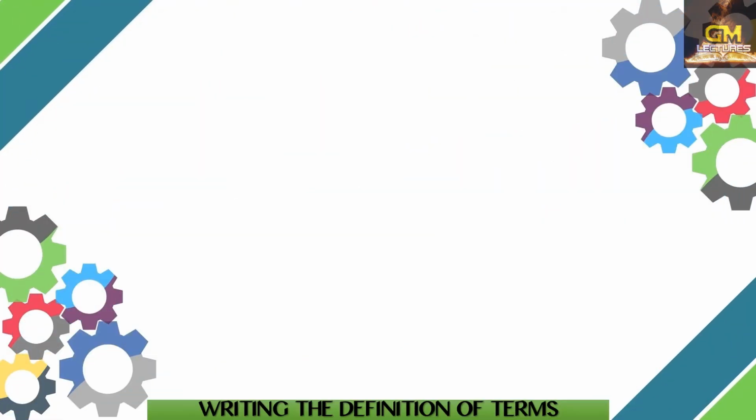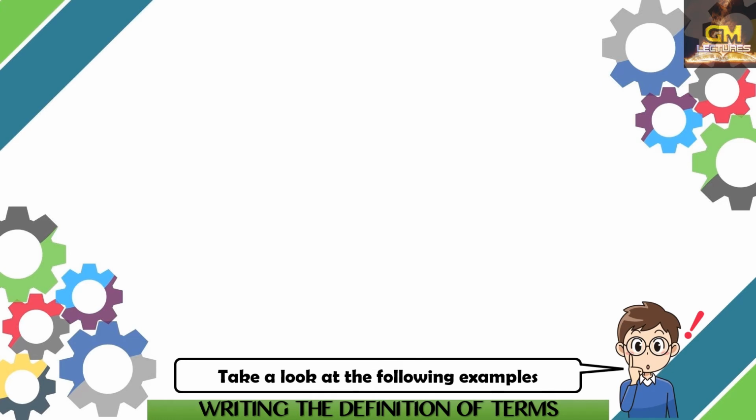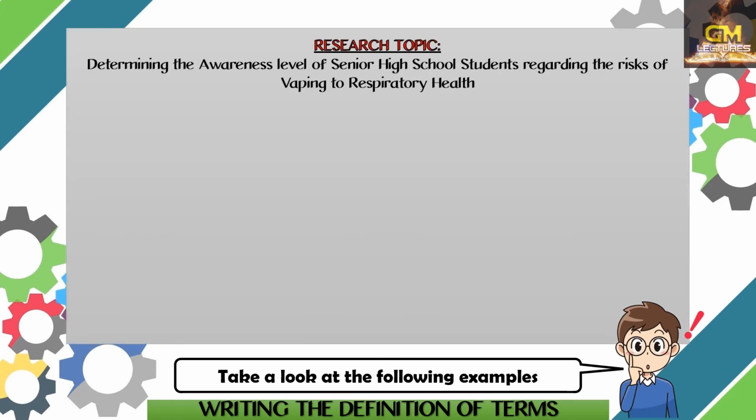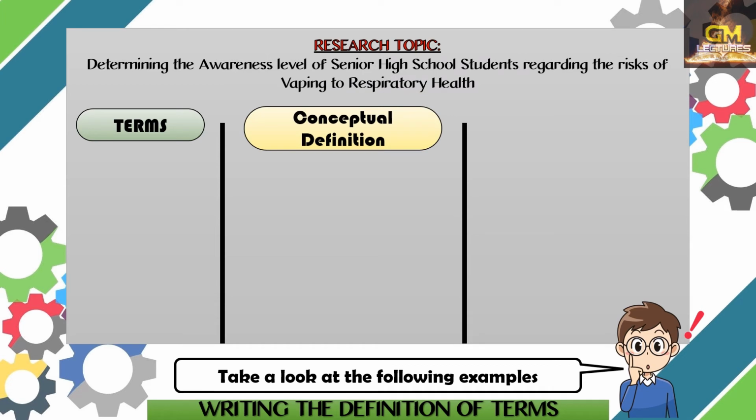Now at this point, we're going to look into the following examples. First, we have this research topic: determining the awareness level of senior high school students regarding the risks of vaping to respiratory health. We're going to identify the following terms, followed by its conceptual definition and its corresponding operational definition.